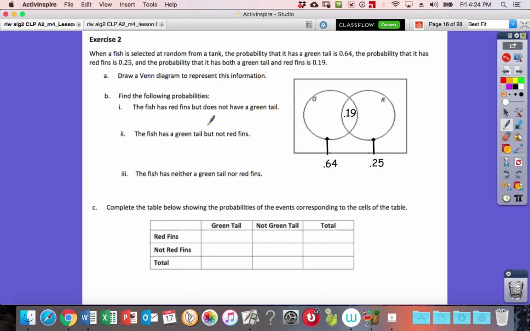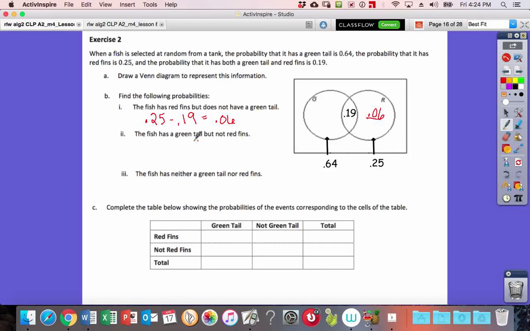Let's see if we can find the probability the fish has red fins, that's this big circle here, but does not have a green tail. So it would have to be whatever's in there. What you would do is you would take the total red minus the both, and let's see what I got here. I got 0.06. So what goes in here is 0.06.